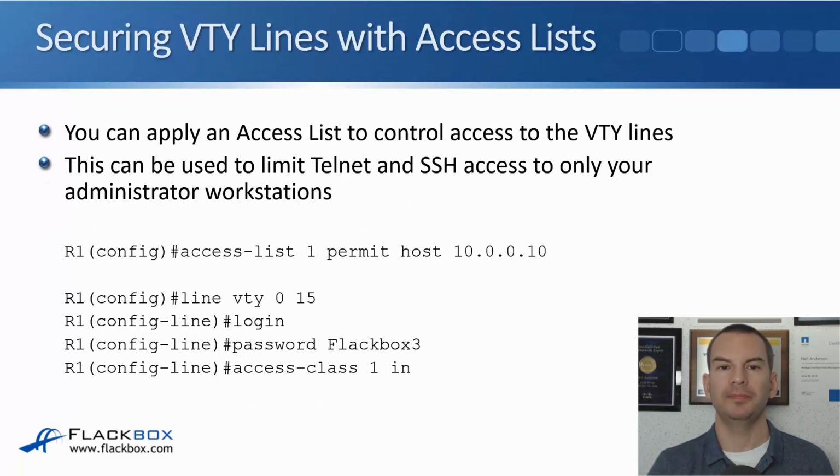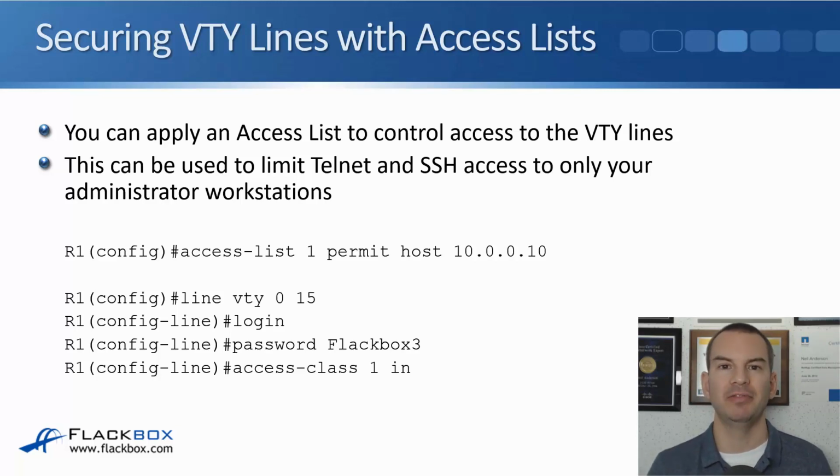Okay, moving on. Next thing, we can secure our virtual terminal lines with access lists to get an additional level of security. So that can be used to limit Telnet and SSH access so that only your administrator workstations are going to be able to log in. To do this, we configure a standard ACL. So I've got access-list 1 permit host 10.0.0.10. 10.0.0.10 is my administrator workstation in this example.